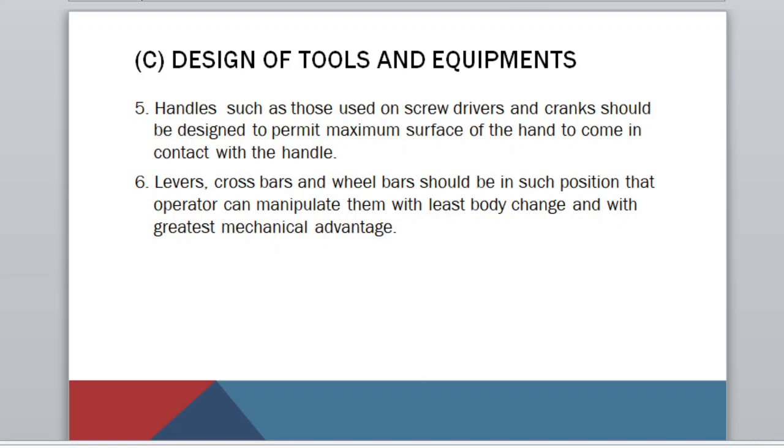Okay? Do you have any question with the principles of method study? Yes, with the motion study. Do you have any question?